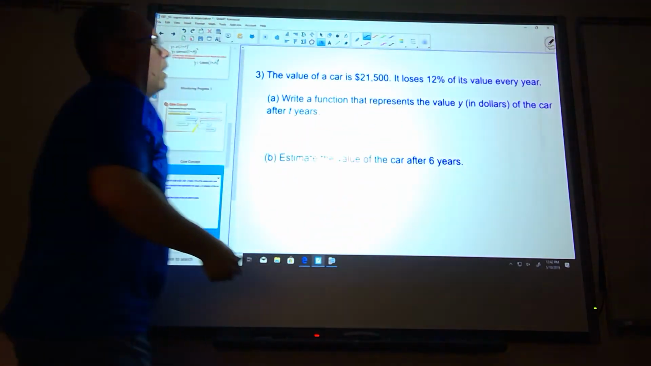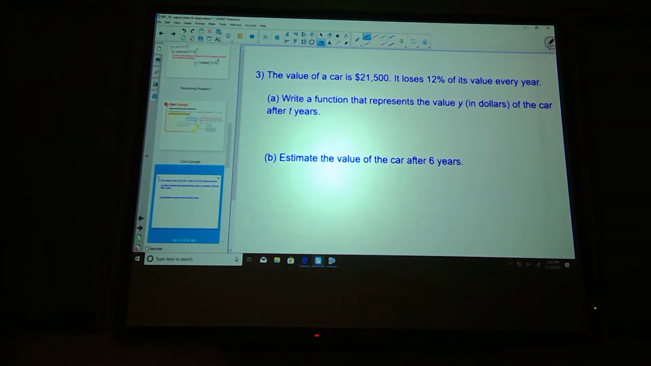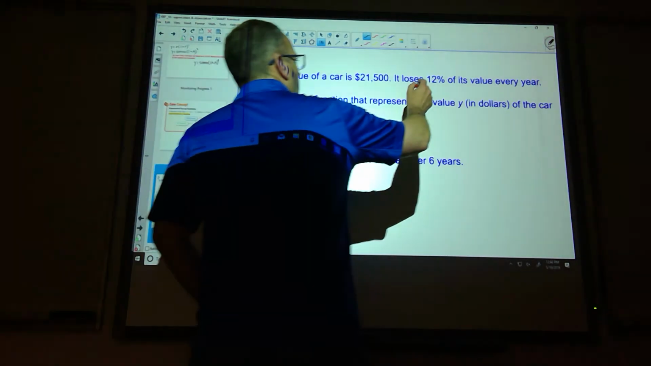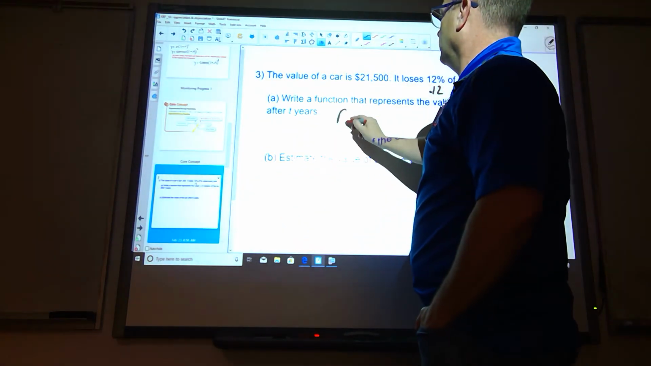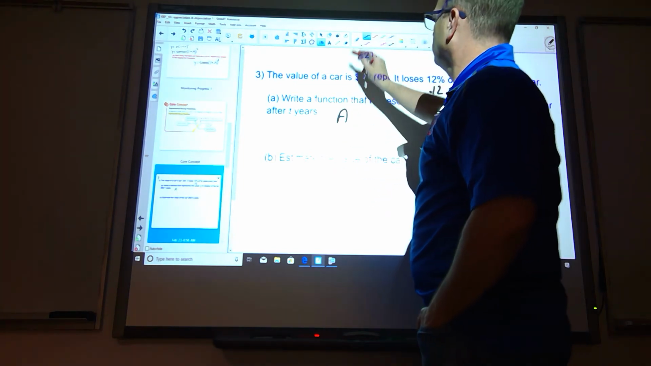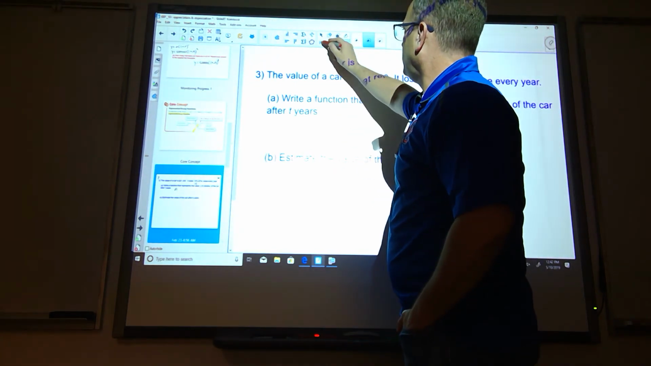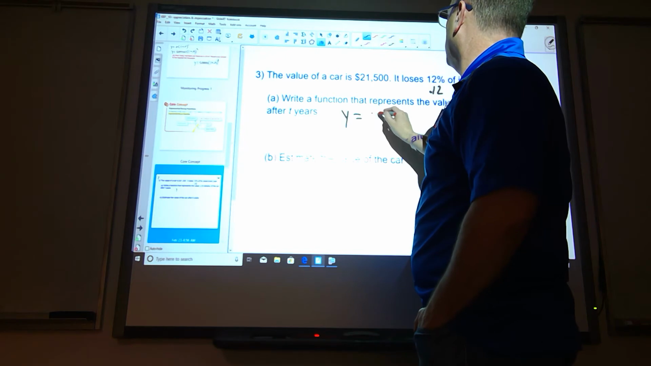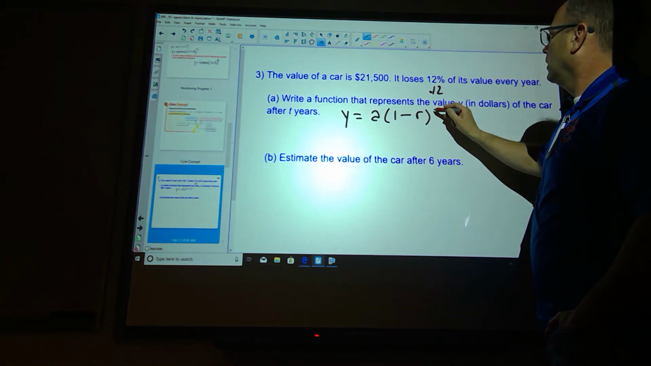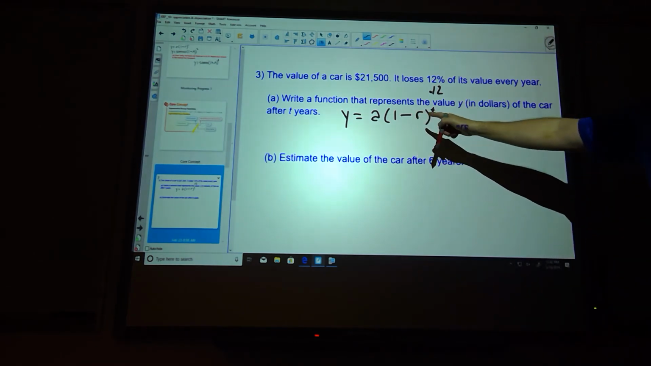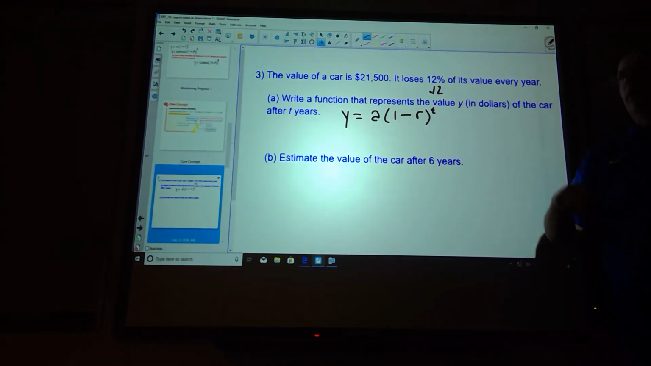So the value of a car is 21,500. I don't know what kind of car it is, but let's just pretend. It loses 12% of its value every year, so it's worth less each year. So I'm going to turn 12% into 0.12. And I know this: y equals a(1 minus r) raised to the t. So that's the only difference. I made that a subtraction sign.